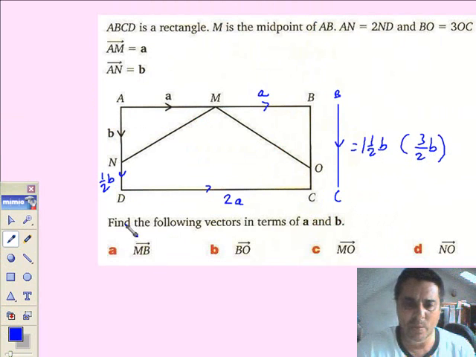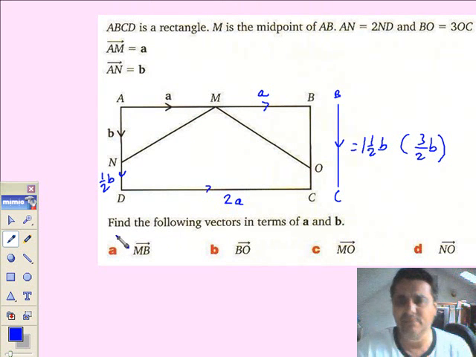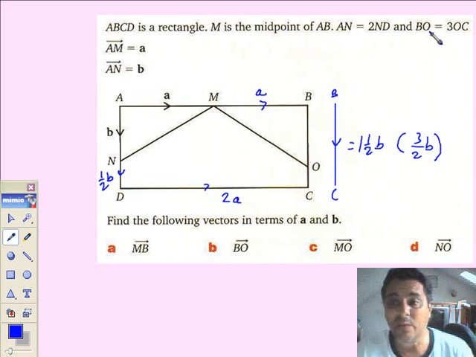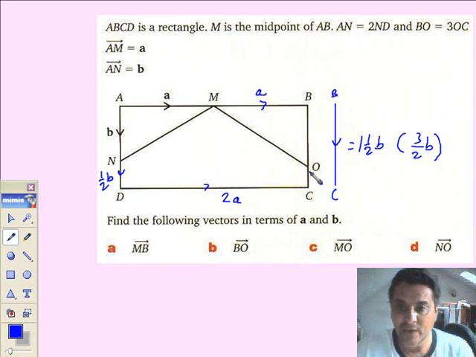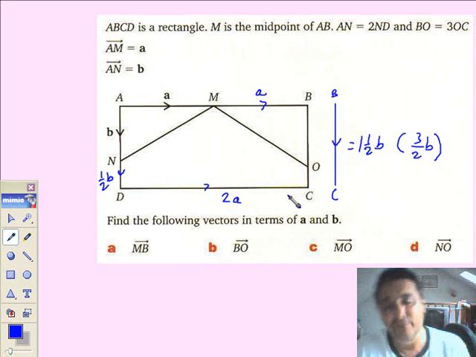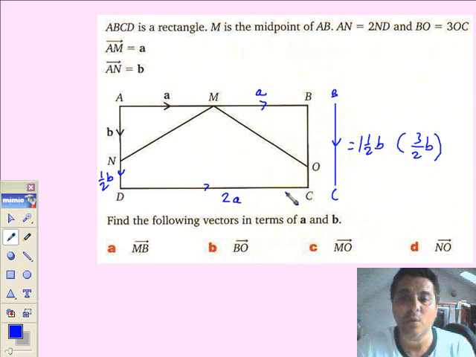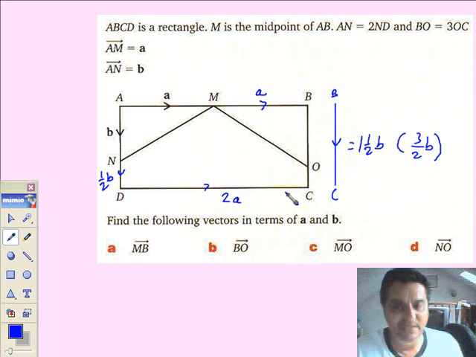Right. Question, find the following vectors in terms of a and b, the usual thing. Alright, by the way, BO equals 3 lots of OC, so OC, if you like, is a third of BO. So in other words, we've got a ratio of, say, 3 to 1 here, so from B to C, we've got a ratio of 3 to 1. Add up the ratios, gives you 4 shares, if you like, in that particular ratio.